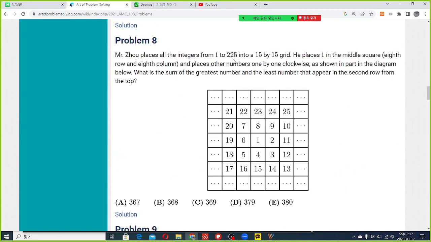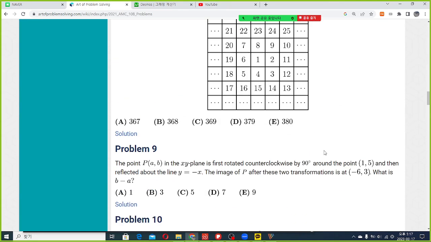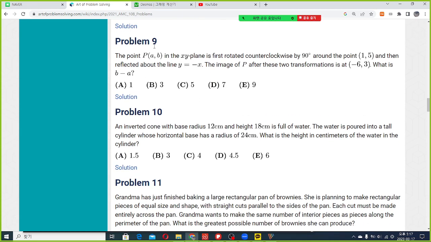Yep, so we solved this problem before. So let's continue with number 9.